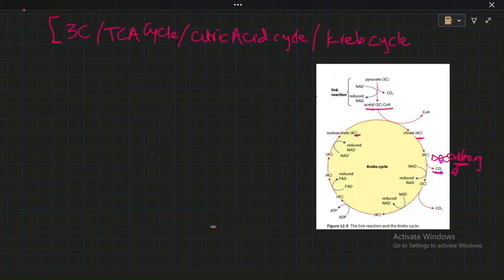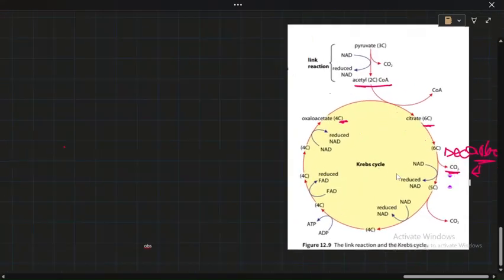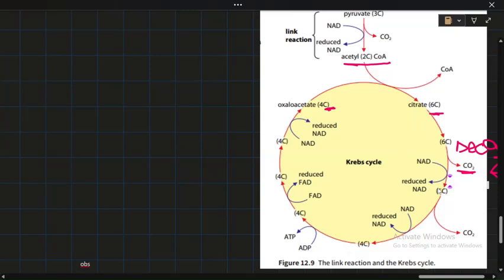And also what happened in this process is NAD was reduced to NADH, right? So what happened here is the six carbon compound was oxidized, and then NAD was reduced, and also it was decarboxylated. Then it became a five carbon compound, then one more carbon left as carbon dioxide, and it became a four carbon compound, right? Then again it was dehydrogenated and NAD was reduced, we get a four carbon compound.